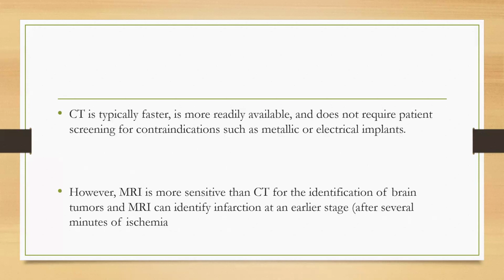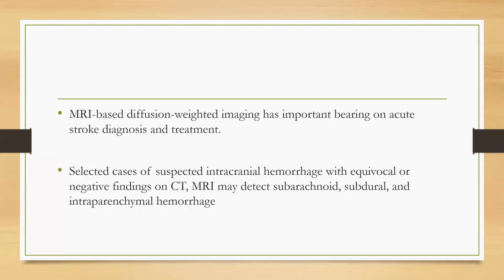CT is typically faster and more readily available and does not require patient screening for contraindications such as metallic or electrical implants. However, MRI is more sensitive than CT for identification of brain tumors, and MRI can identify infarction at an early stage, that is after several minutes of scanning. So this MRI-based diffusion-weighted imaging has an important bearing on acute stroke diagnosis and treatment. In selected cases of suspected intracranial hemorrhage with equivocal or negative findings on CT, MRI may detect subarachnoid, subdural, or intraparenchymal hemorrhage.